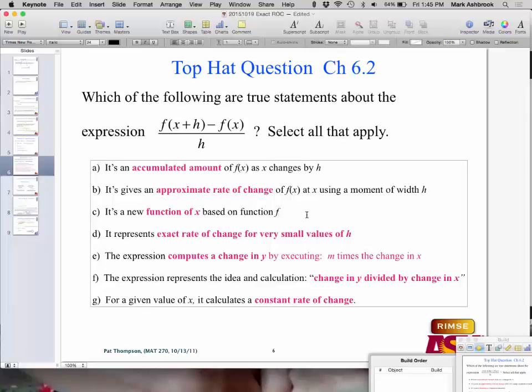For a very small h, it's both. It depends on what h is. If h is not small, then it's approximate. If h is very small, then it's exact. It's both. Depends on h. Other questions?